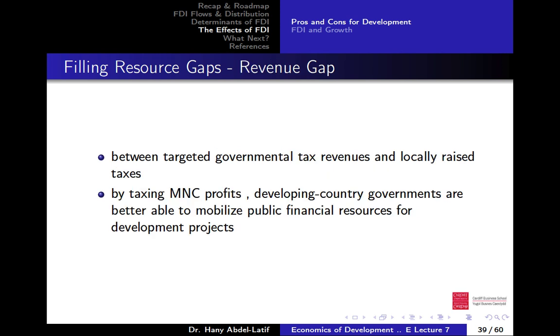The revenue gap. When we talk about the revenue here, we're talking about tax revenue, the public, the government revenues. Obviously, when these investments operate in a foreign country, the host country government collects taxes. That means this can be used to support or to finance development projects in those countries. So it can fill the revenue gap, the tax revenue gap.